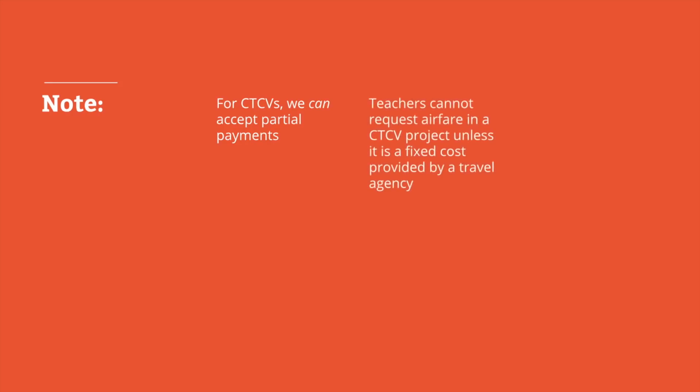A couple of things to note. One difference between special requests and CTCVs is that in a CTCV, a teacher can request partial funding. For example, if the trip is $2,000, but they are only requesting $1,000, this is okay for us to approve. Another important note is that teachers cannot request airfare unless the price is locked in with a payment document by a trip provider. This is because the cost fluctuates a bit too much.